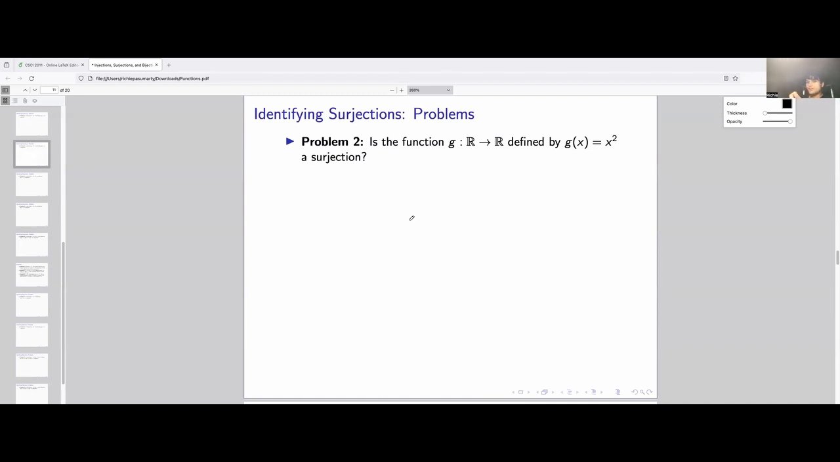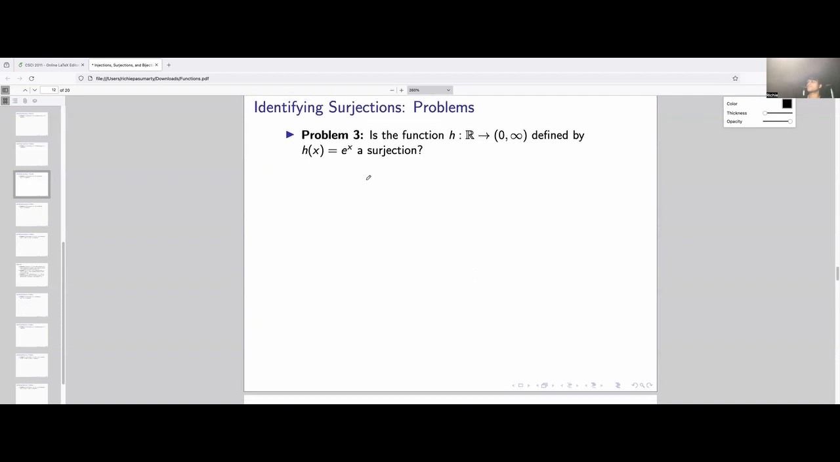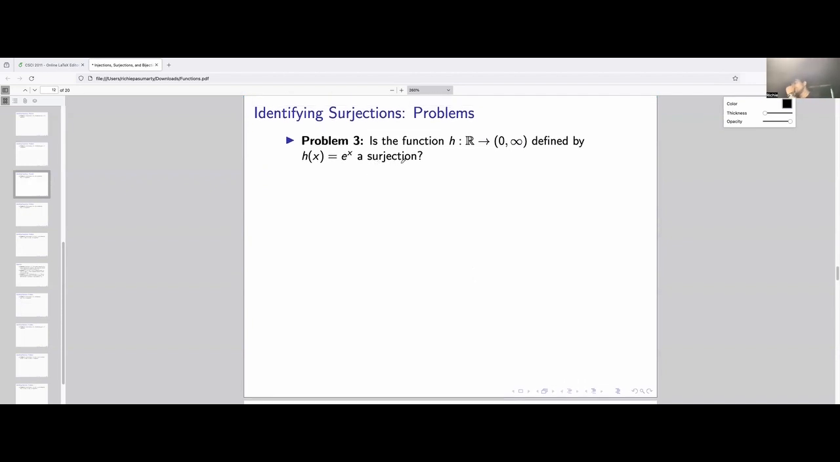This problem right here, we also talked about it. So this is not a surjection. Why is it not a surjection? Because this only maps to non-negative values. It doesn't map to negative values. All right, let's look at this one.